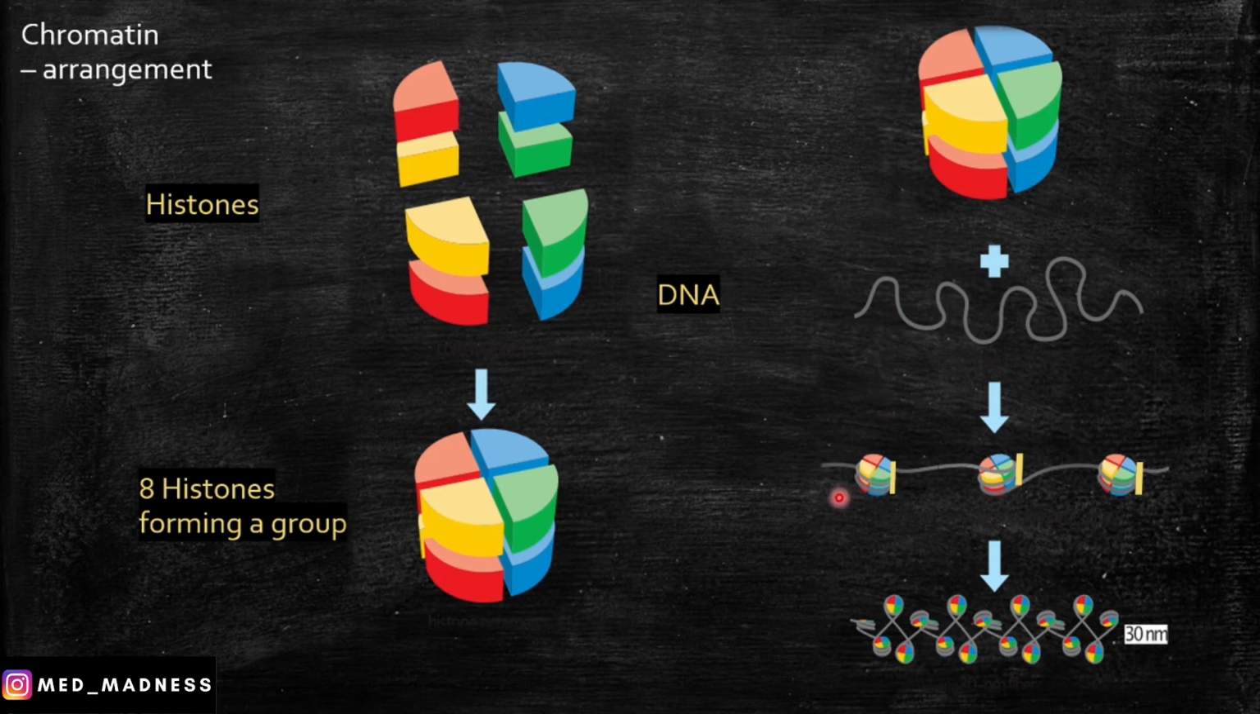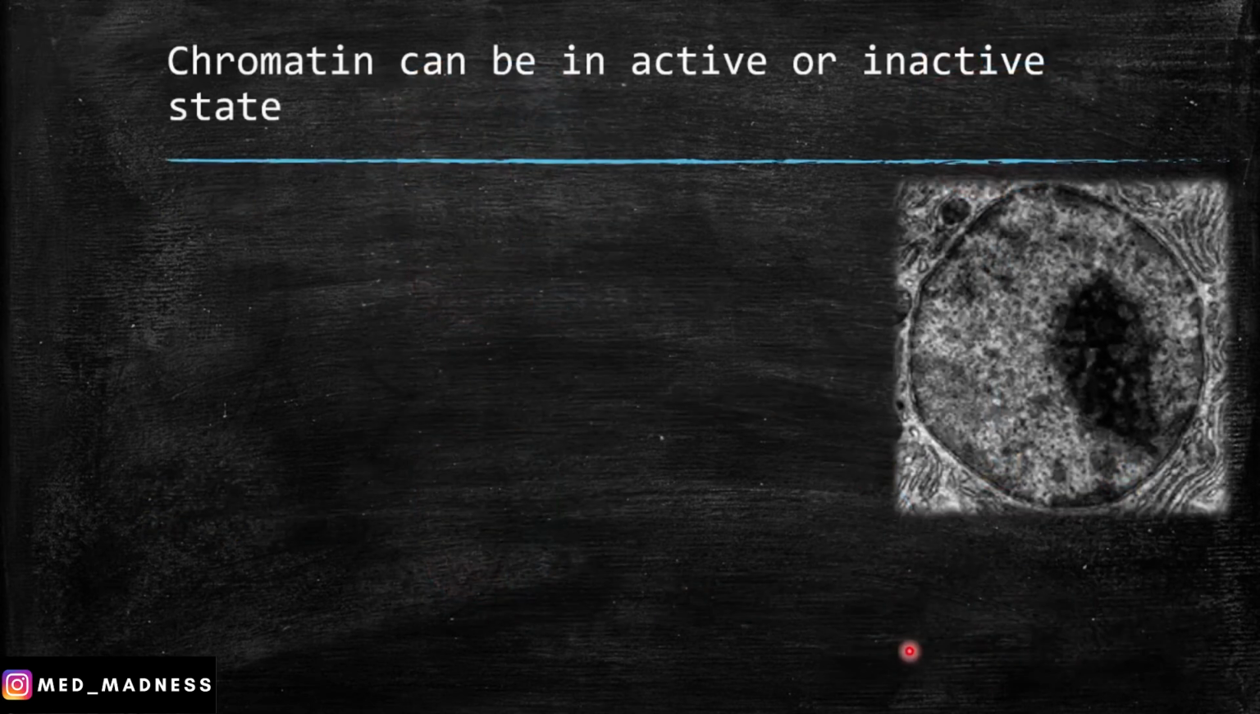So this DNA is going to wrap up twice on the histone groups. And what is this called? Nucleosome. So this is one nucleosome, another one, another one. To stabilize these nucleosomes, we have the H1 linker protein. So the H1 is going to stabilize these nucleosomes. So this is how the chromatin is arranged. Very interesting, right?